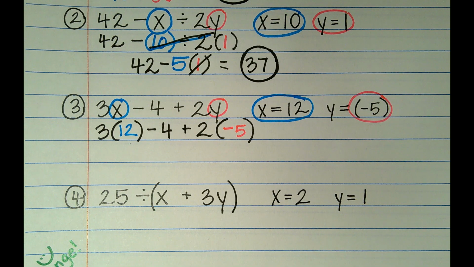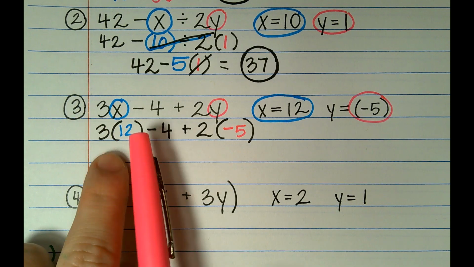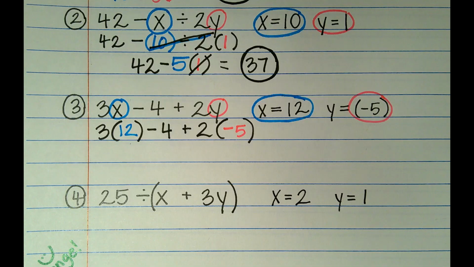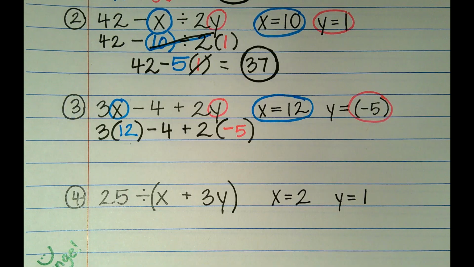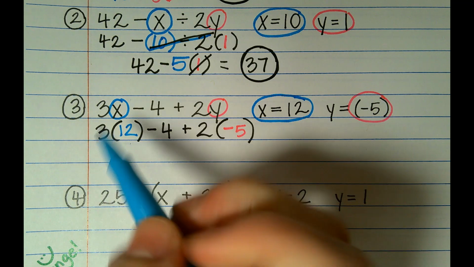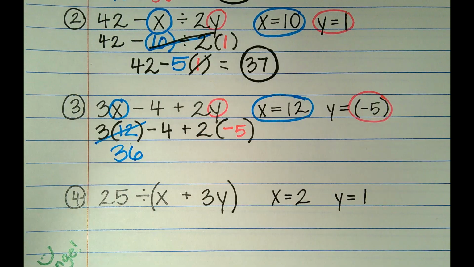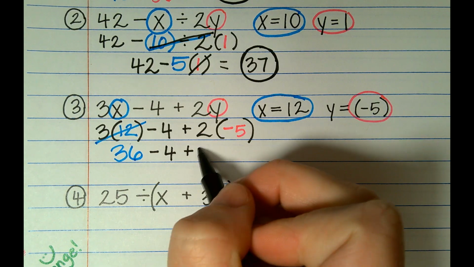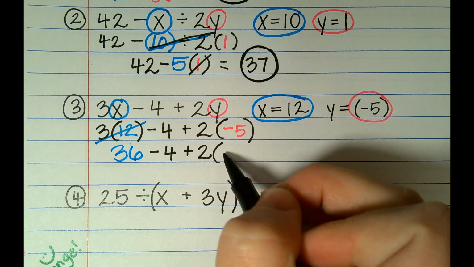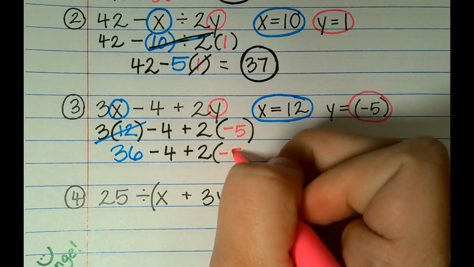Let's see. I have the 3 times 12 minus 4 plus 2 times negative 5. What should we do first? 3 times 12. Yes, 3 times 12 is 36. Minus. Now let's just rewrite all that. Minus 4 plus 2 times negative 5, and that's going to give us negative 10.